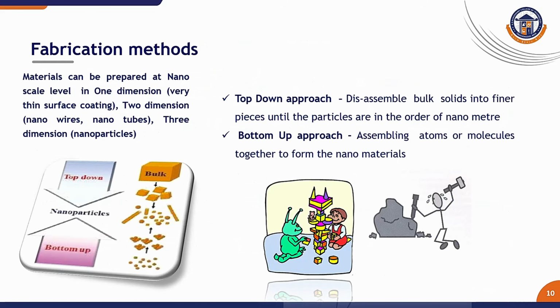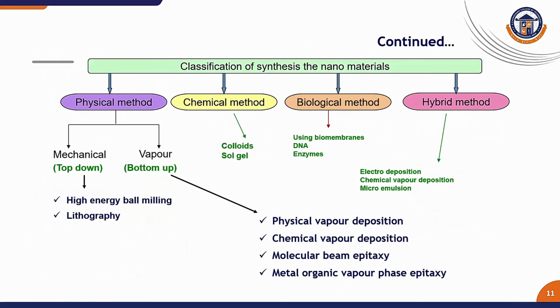Fabrication methods of nanomaterials. Nanomaterials can be synthesized in zero, one, two, or three dimensions. There are two main approaches: the first is the top down approach and the second is the bottom up approach. Top down means breaking down bulk materials into nano sized structures, and bottom up means assembling atoms or molecules into nanostructures.